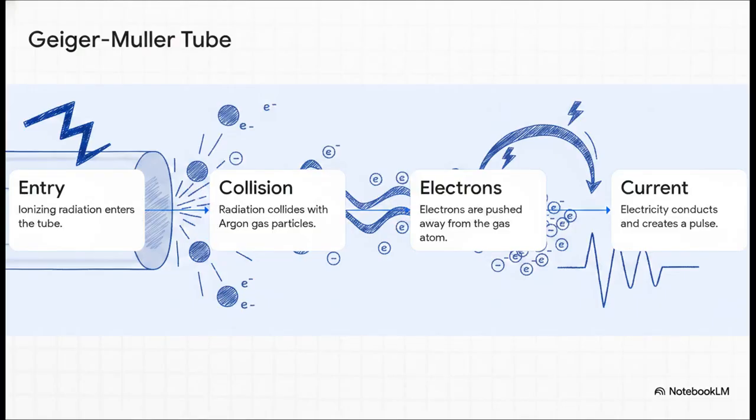Now you might be wondering, how do we even measure this invisible energy? Well, we use a device called a Geiger-Müller tube connected to a counter. You know that famous click, click, click sound you hear in movies? That's the one. The process is elegantly simple.